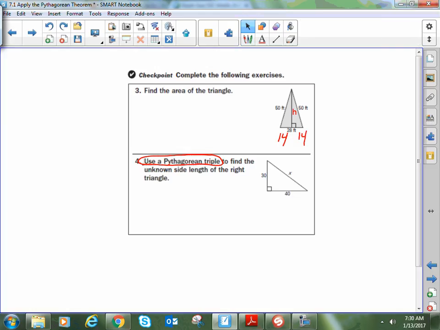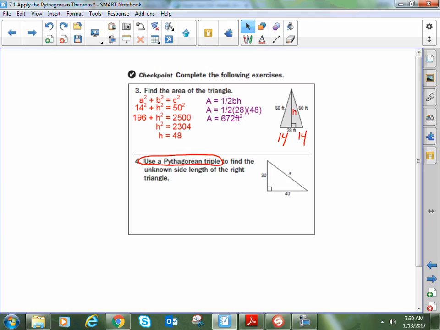So I'm going to first find the altitude, the height of the triangle, by using the Pythagorean theorem, and that came out to be 48. Then I'm going to go to the area of the triangle formula, 1/2 base times height, the base of the triangle itself being 28, not the 14, and I get an area of 672 square feet.